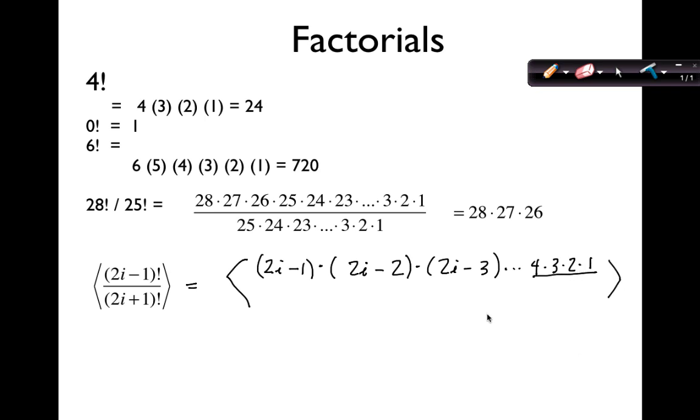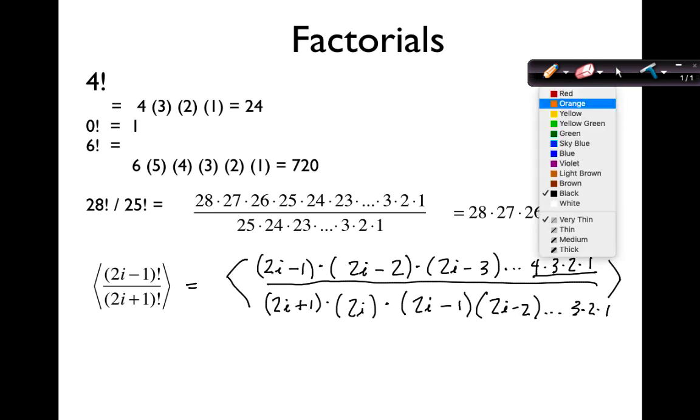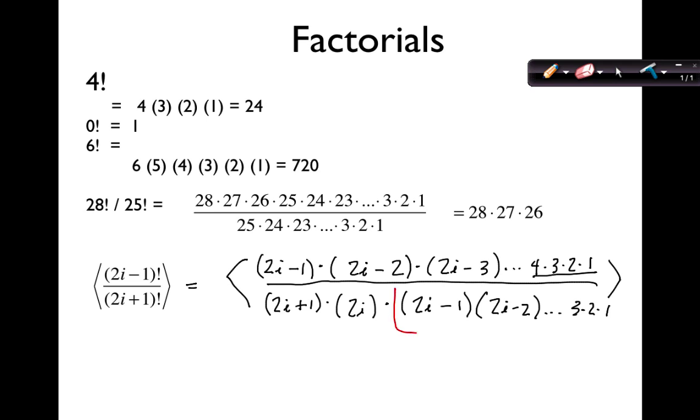What's (2i plus 1) factorial? It's 2i plus 1 times 2i times 2i minus 1. Are you following this? You always just subtract 1 from whatever you have to get the next thing you multiply by, just like we did up here. So what do you notice? Within (2i plus 1) factorial, (2i minus 1) factorial is right here. This is the same as the numerator.